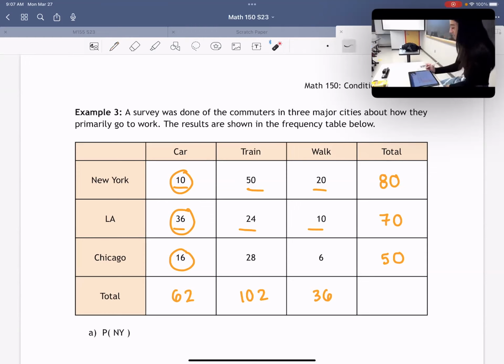Okay. The final one is the cell on the very bottom corner there. How would I figure out how to get that number?